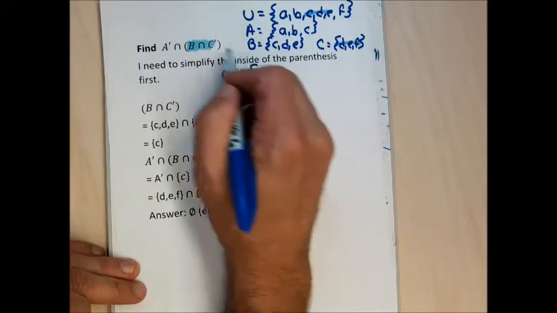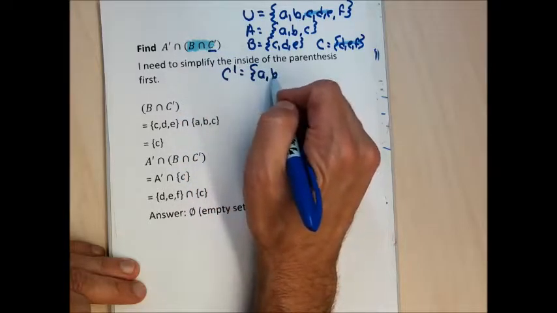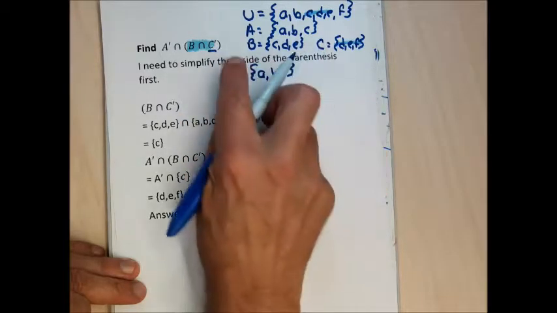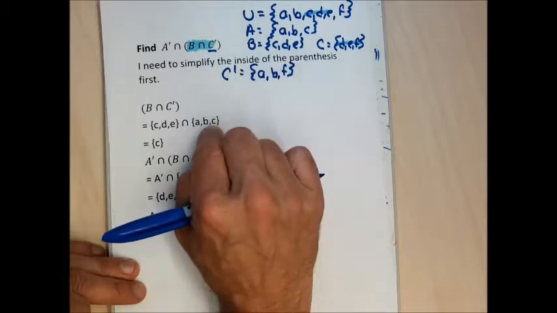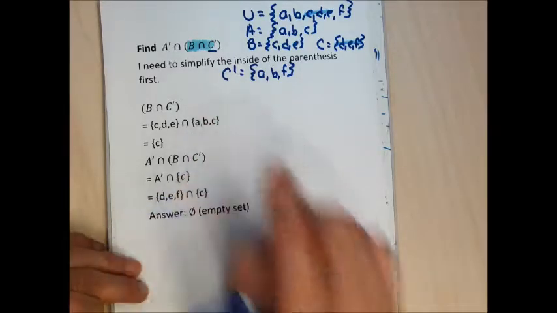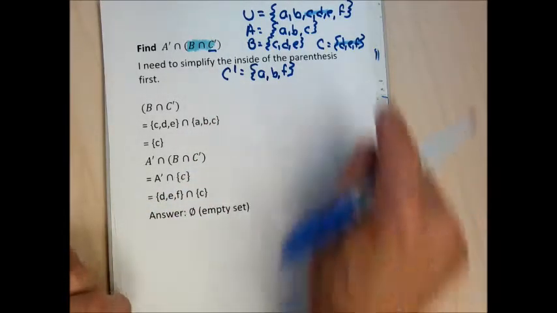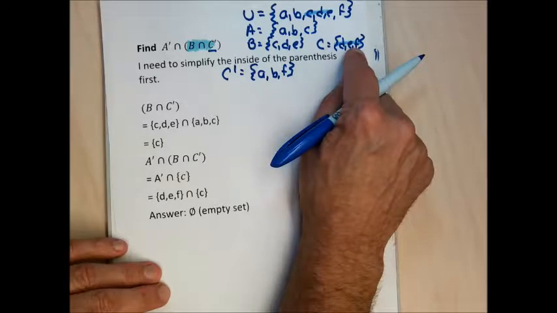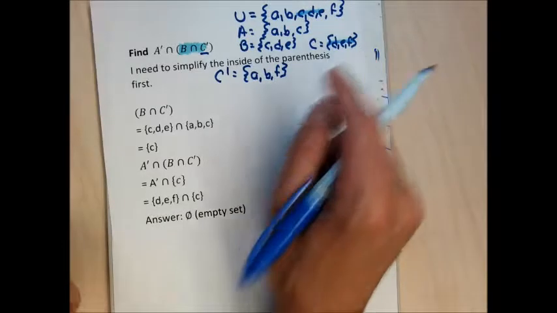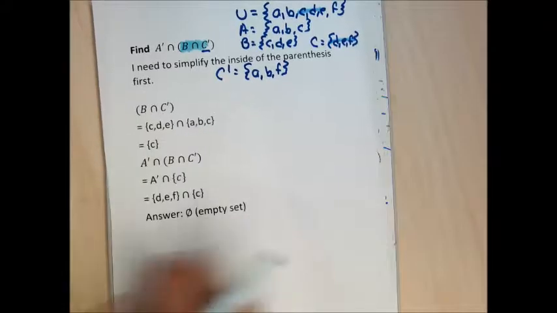So when I go to work on the inside of that parentheses, I have to do the complement first, which is, this is wrong. I was supposed to cross off D, E, and F, and I didn't. Let me recross that out.